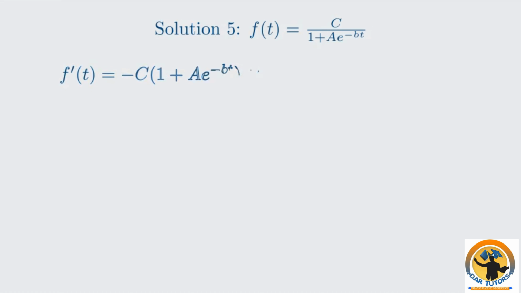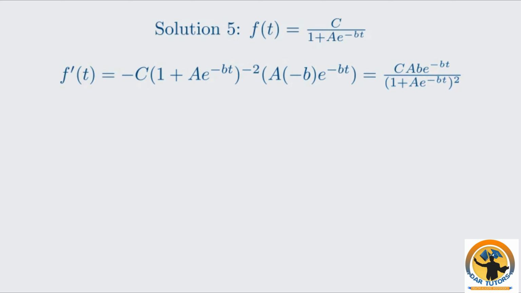Finally, here's the solution for question 5. We need to prove a property of the logistic function f of t equals c over 1 plus a e to the power of negative bt. We are looking for a point of inflection, so we need the second derivative. Let's rewrite the function as c times the quantity 1 plus a e to the power of negative bt, all to the power of negative 1. Using the chain rule, the first derivative is c abe to the power of negative bt divided by the square of 1 plus a e to the power of negative bt.